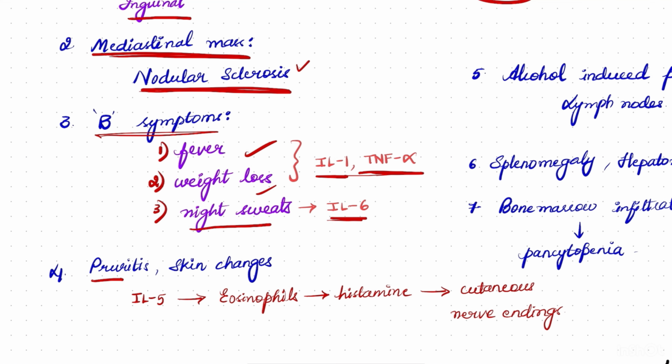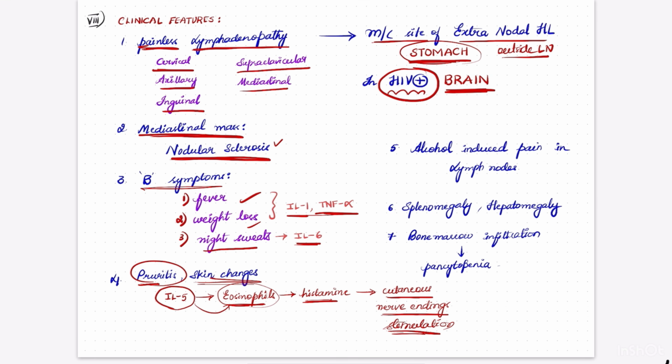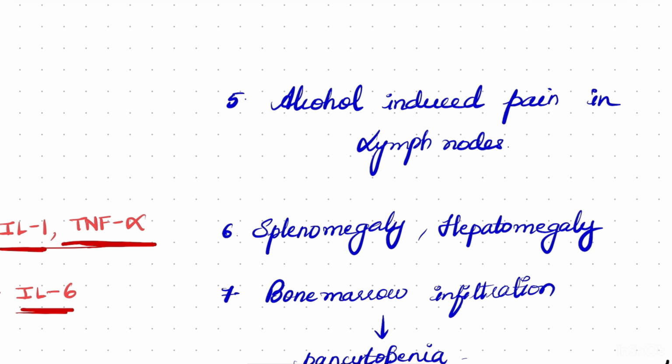And there can be pruritus or skin changes, because we have discussed that LMP1 can produce interleukin 5, which causes eosinophil recruitment. Eosinophils make up the inflammatory background. Whenever these eosinophils degranulate, they release histamine, and the histamine causes stimulation of cutaneous nerve endings. Therefore, there is pruritus, itching, or skin changes because of interleukin 5 and the eosinophils. There is no other underlying reason known.